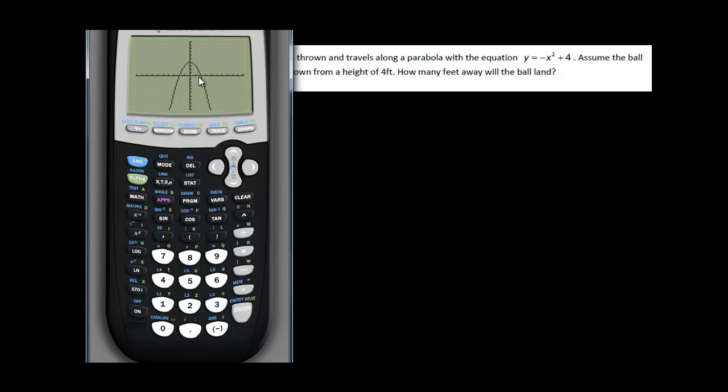How many feet away will the ball land? So we need to find this zero. So we do second trace 2. The left bound is going to be anywhere before that. Enter. Right bound anywhere after it. And then guess. So it's going to be 2, 2 units or 2 feet away.